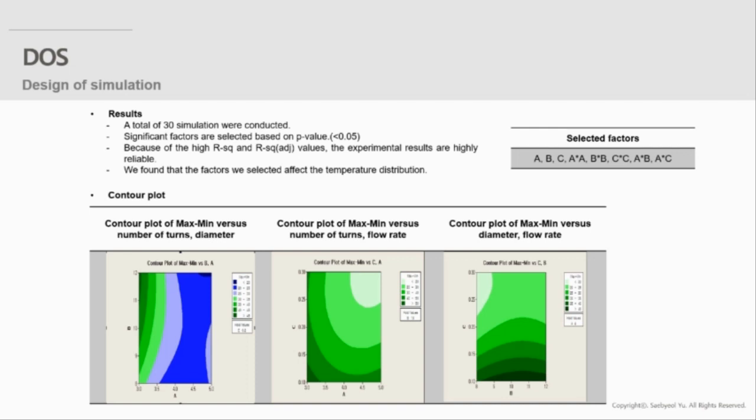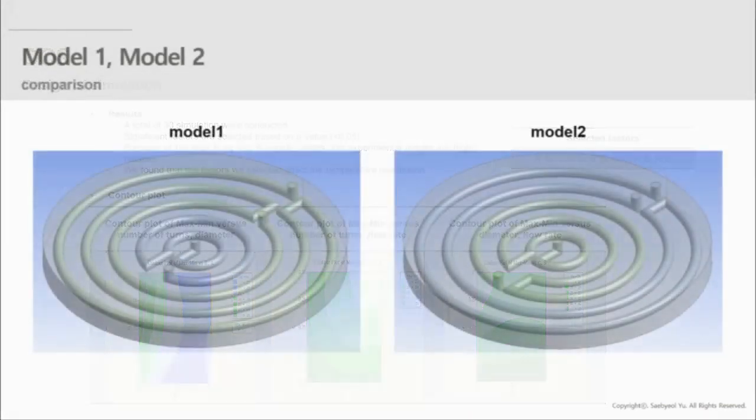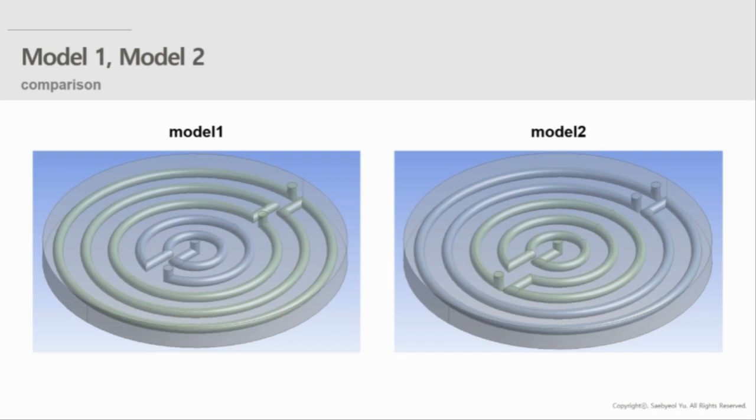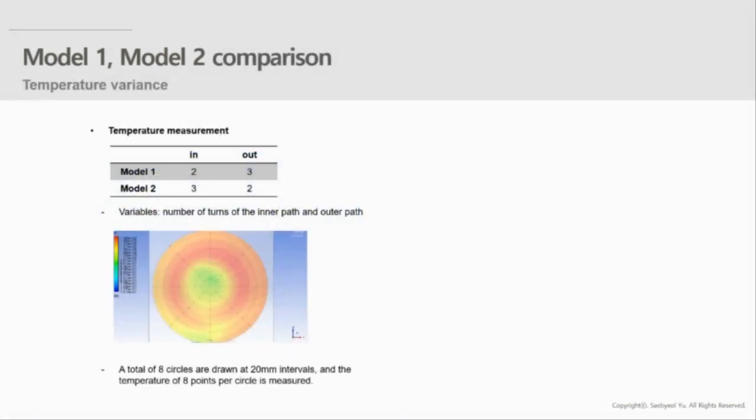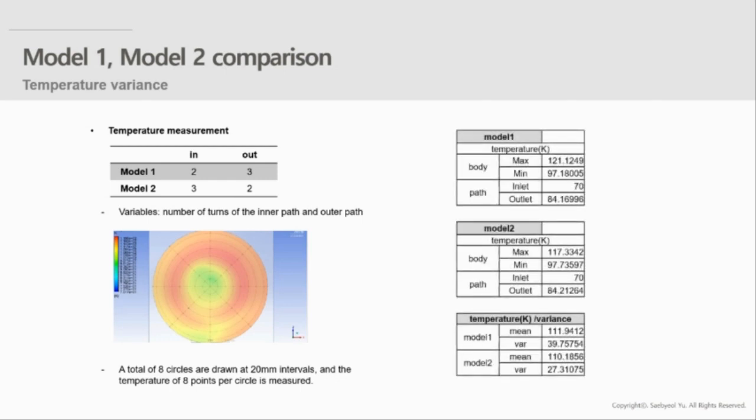Based on the contour plot, the design was carried out with 5 turns, 10 mm diameter, and 0.3 kg per second flow rate. Since then, we have simplified the design into Model 2 too. Model 1 has 2 inner paths and 3 outer paths, and Model 2 has 3 inner paths and 2 outer paths. After measuring the temperature at 65 points of each model, the analysis was conducted by comparing the average and variance of the temperature.